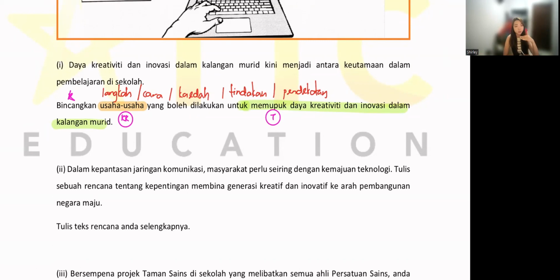Okay, so next one. Dalam kepantasan jaringan komunikasi, communications network, masyarakat perlu seiring dengan kemajuan teknologi. Seiring means like along with. Our societies need to improve along with the technology. Tulis sebuah rencana tentang kepentingan membina generasi kritik ke arah pembangunan negara maju. Over here, there is a format, and this format is very obvious. What do they ask you to do? They ask you to do the rencana. Rencana in English, we call it an article.